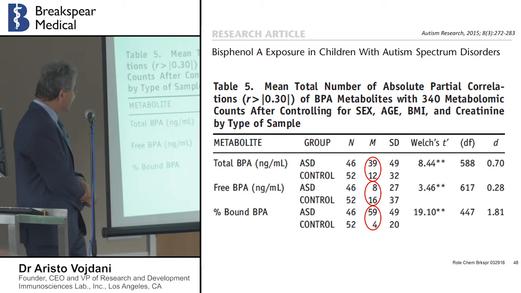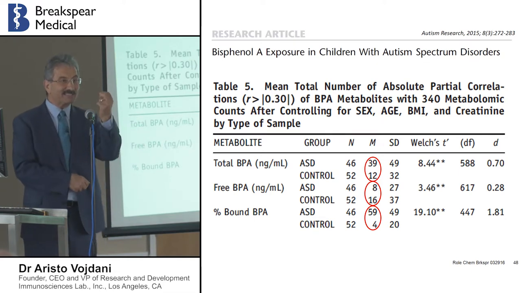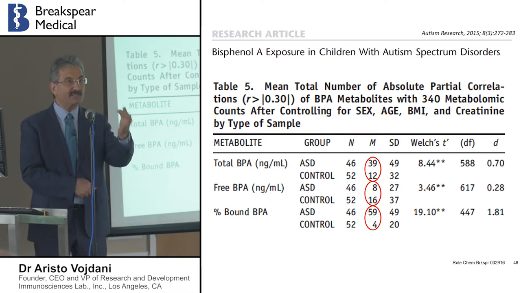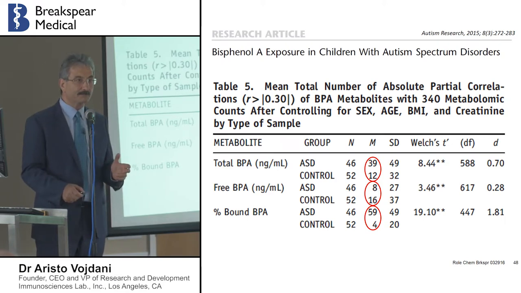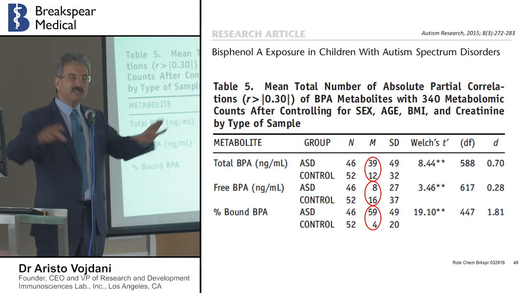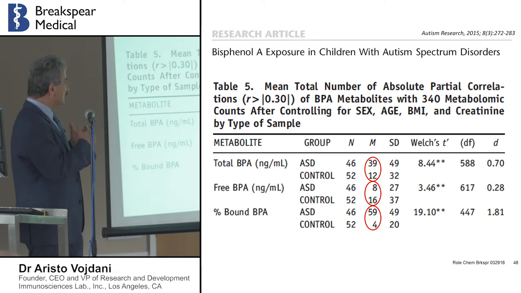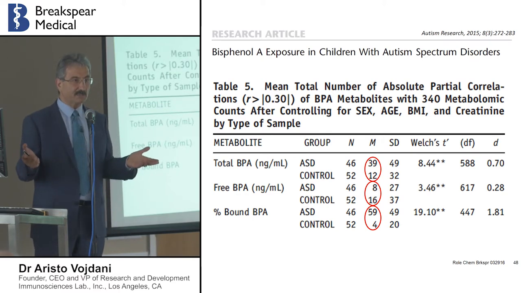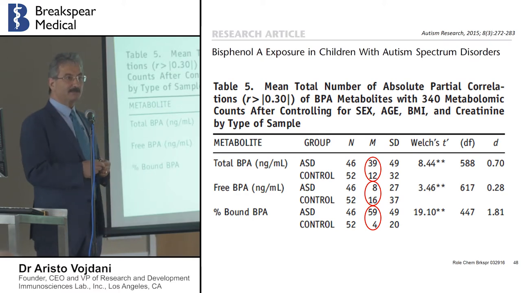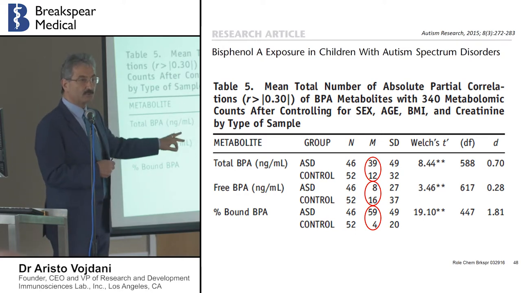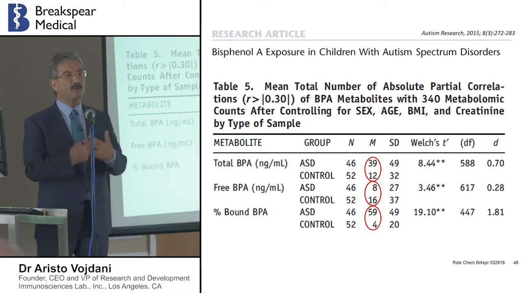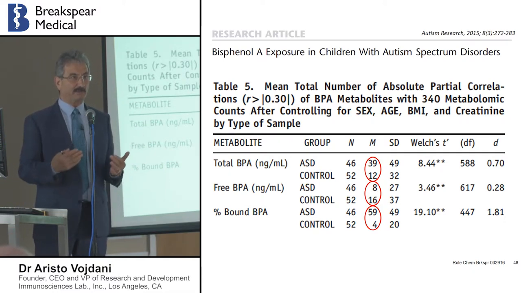But when you look at the percent bound bisphenol A, that's exactly what I was talking about. When bisphenol A is bound to our tissue, 59 in autism, control only 4 units. So there is a huge difference statistically, extremely, extremely huge difference between autism versus healthy subjects. Therefore, chemicals can bind to our tissue and set the stage for neurobehavioral disorder, not just autoimmunity.